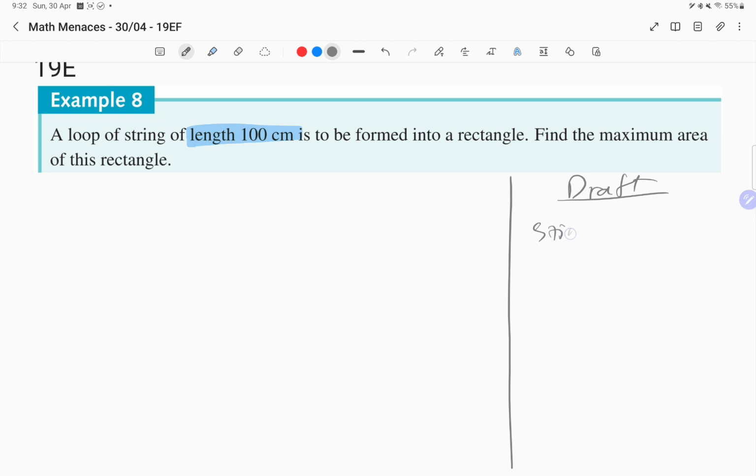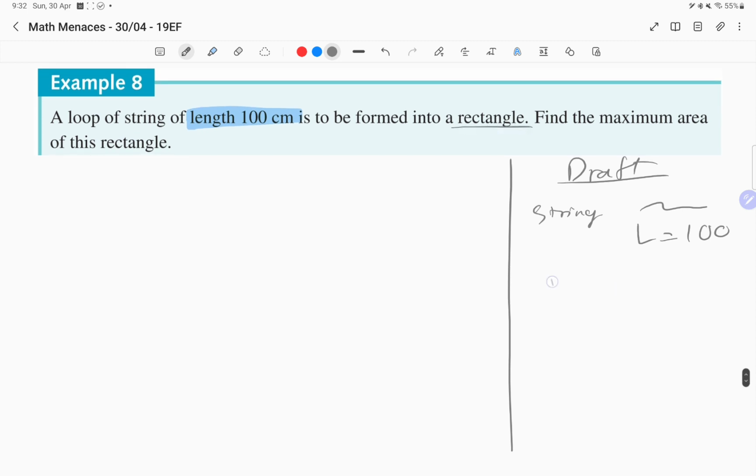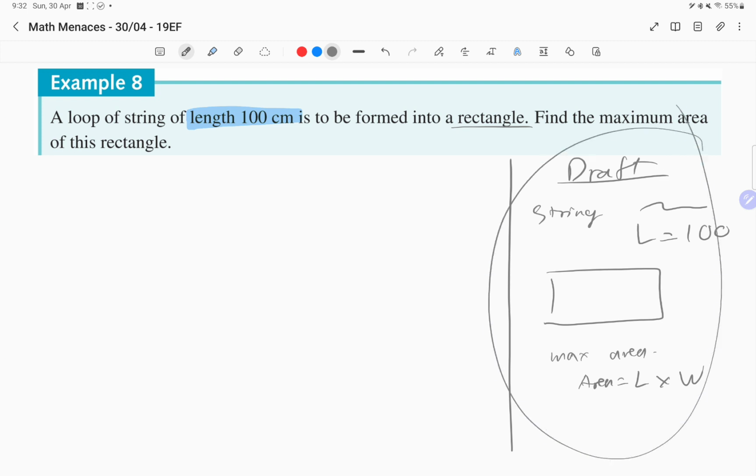So string, all right, string like this, and then the length equals 100. Let's say we write that, and then form into a rectangle, so I'll draw a little rectangle, then maximum area, so max area. And then area would be equal to length times width. So in the exam you might write something like this. Now, have a look at the draft section that I'm drawing here. There is something that I would change in the exam, because it might confuse me.